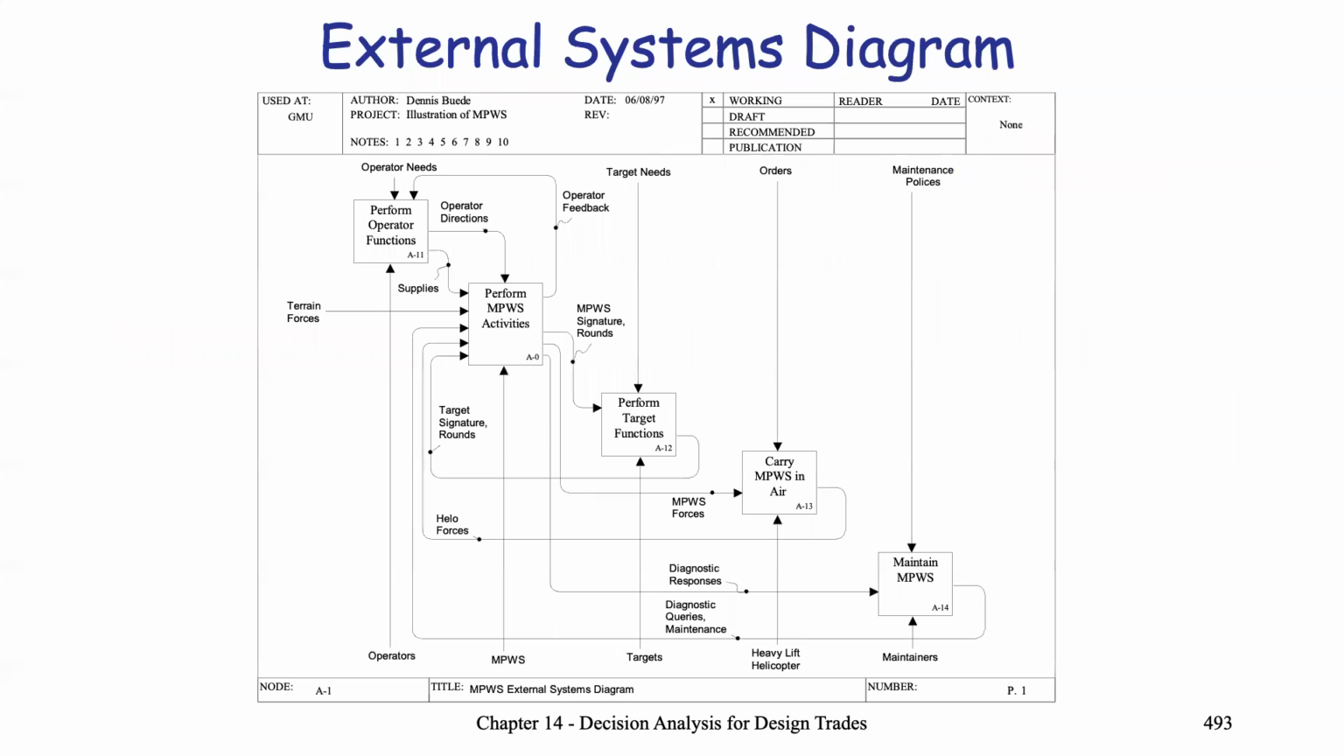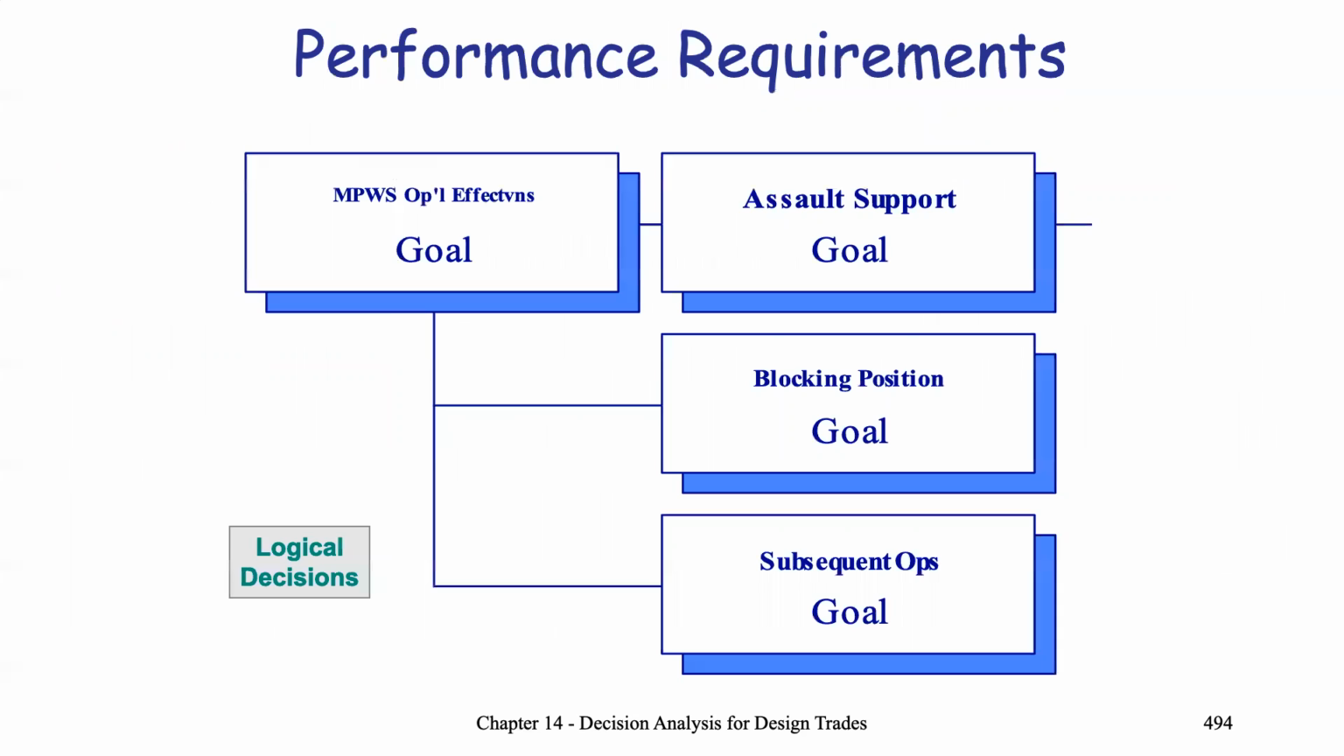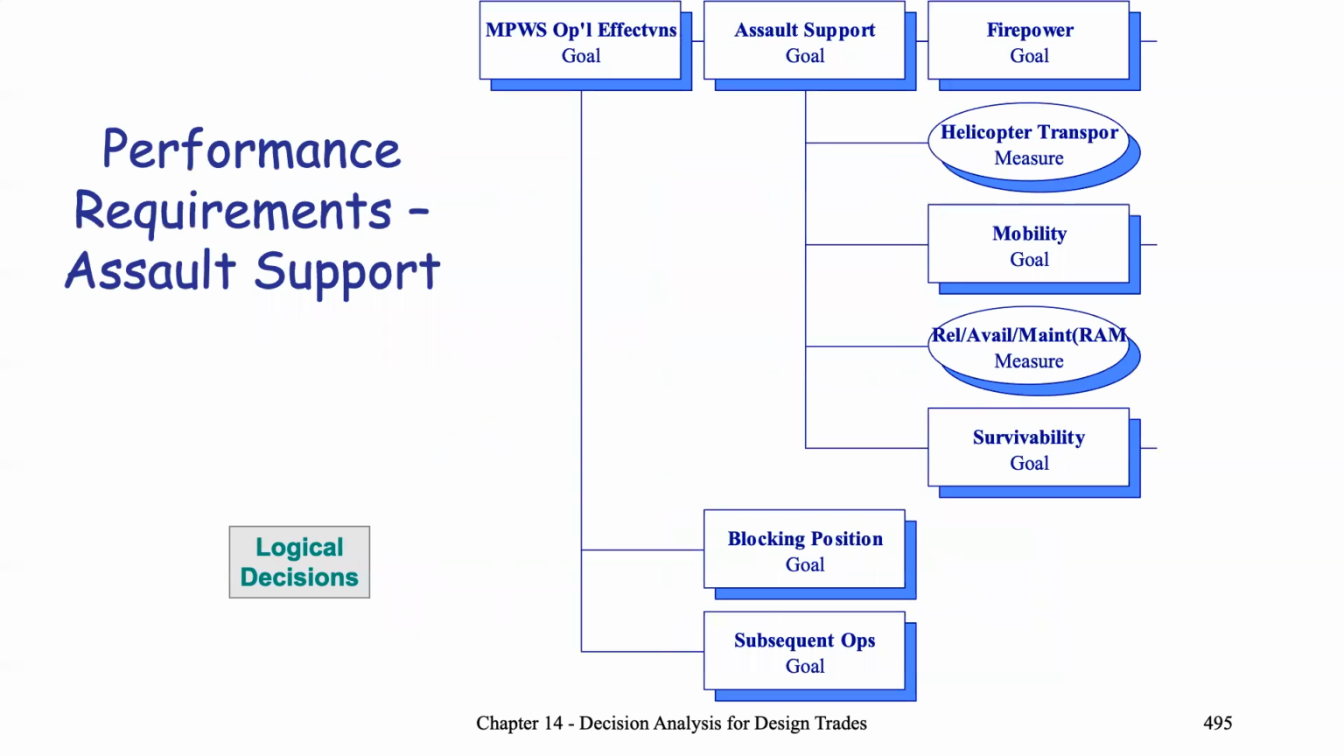And here is an IDEF0 diagram showing the external systems diagram. I won't go into that in detail. And so here are the performance requirements. You have the operational effectiveness. You have the assault support, the blocking position, and the subsequent operation goals. And so there were a couple main things that were considered in the performance requirement region.